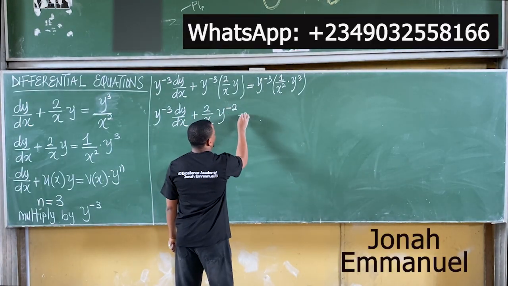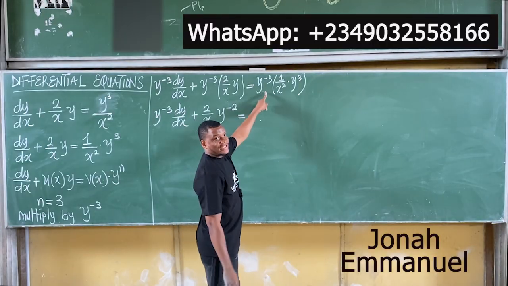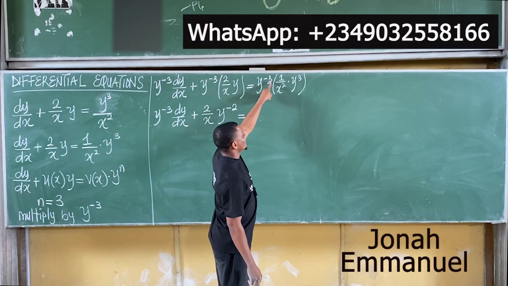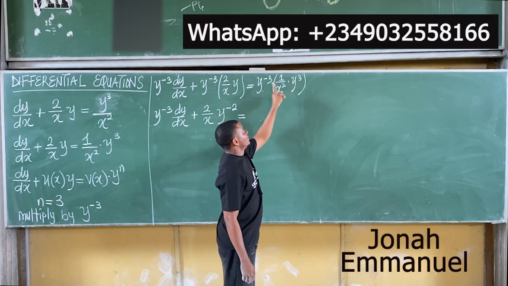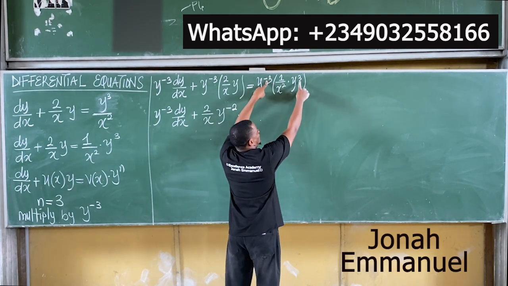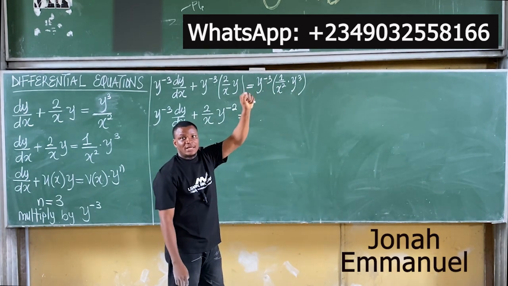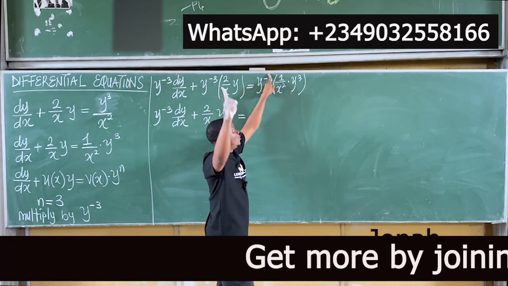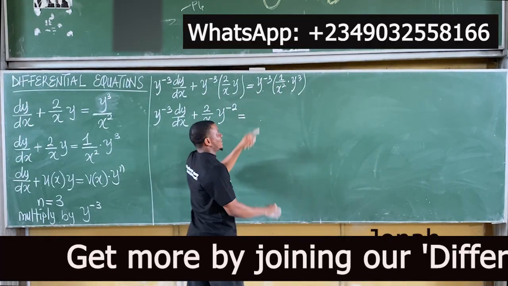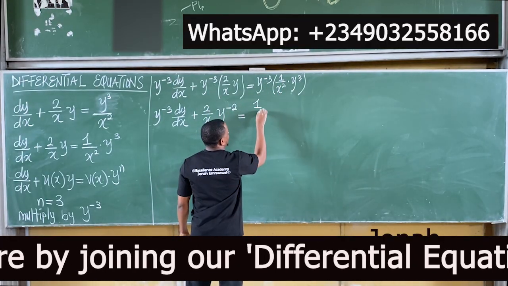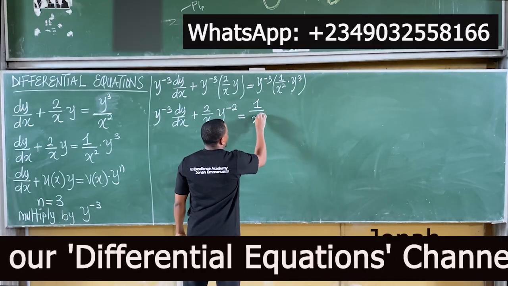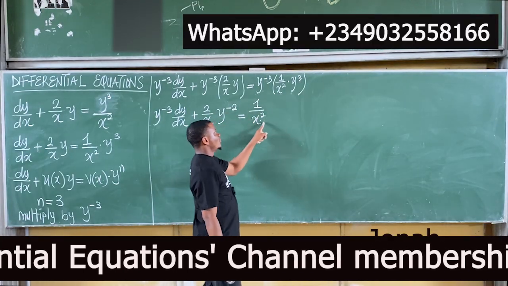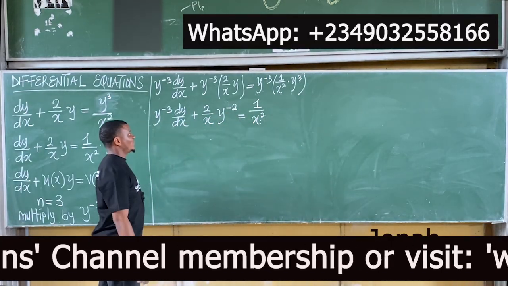This is now equal to, in solving this, y to power minus 3 times y to power 3. Minus 3 plus 3 gives you what there? 0. That becomes y to power 0. And that gives you what there? 1. 1 times this gives you itself. So I'm having this as 1 all over x squared. So all of this gives you 1 over x squared. So I'm at this point.